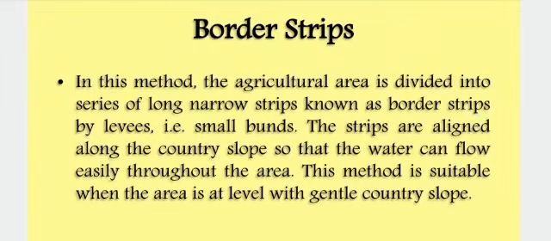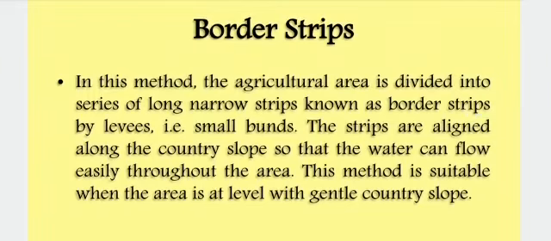Next one is check flooding. In check flooding, the crop area is divided into plots which are surrounded by dikes or bunds. Water from the field channels is allowed to enter each plot or check basin, and the plots are flooded to the required depth. This is called check flooding.